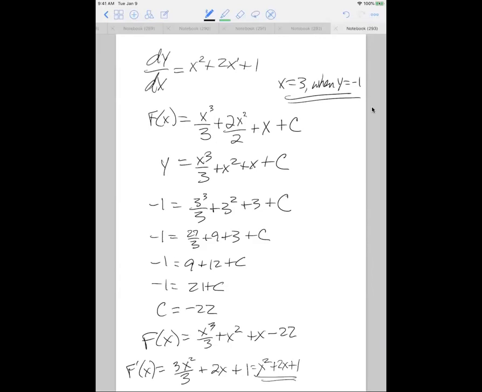And if I plug in 3, negative 1, when I plug in 3 for x, I should get negative 1 for y. So if I plug in 3, I get the circumstance that we started with, 27 over 3 plus 9 plus 3 minus 22. And that equals 9 plus 9 plus 3 minus 22. 18 plus 3 is 21 minus 22. That's minus 1. And that is the problem we were hoping for. So it checks. All right.